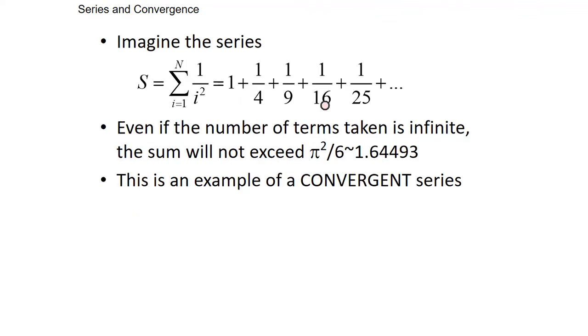On the other hand, let's imagine the series here. It's the sum of 1 over i squared: 1 plus a quarter plus a ninth plus a 16th. It turns out no matter how many terms we take in this series, the sum will not become greater than pi squared over 6, around 1.65. So this one here is a convergent series. Take as many terms as you like, you will not get past this limit. This series converges to the value mentioned here.